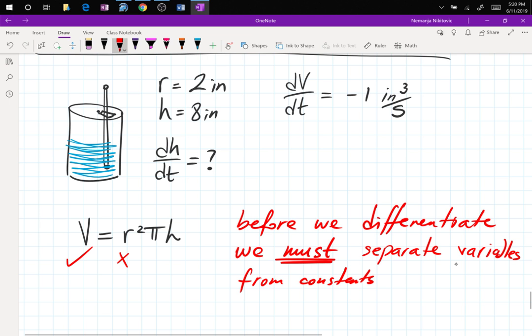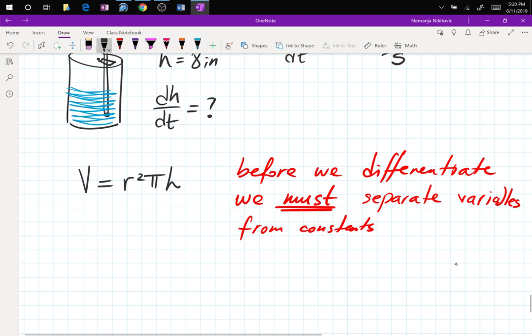And then is height of the liquid a variable? Yes, right? Height is a variable because it's going down as you drink. So variables are volume and height, and radius is a constant. So now we can take the derivative with these things in mind.